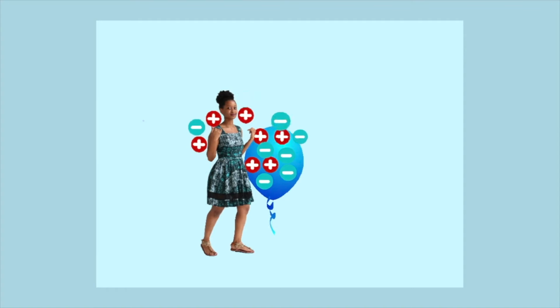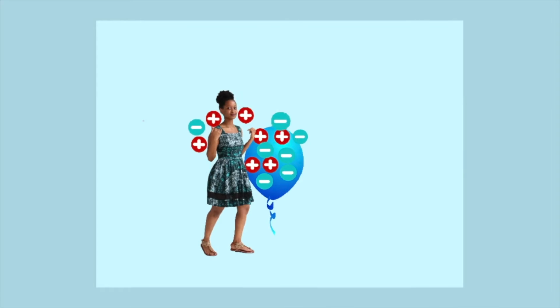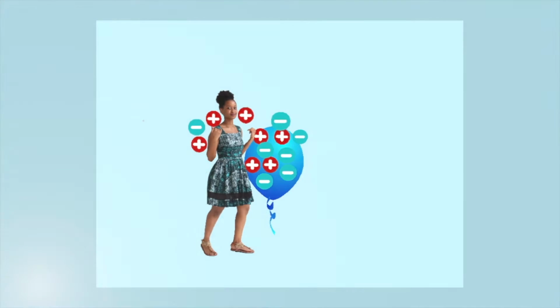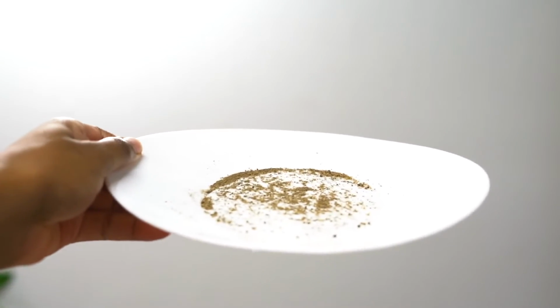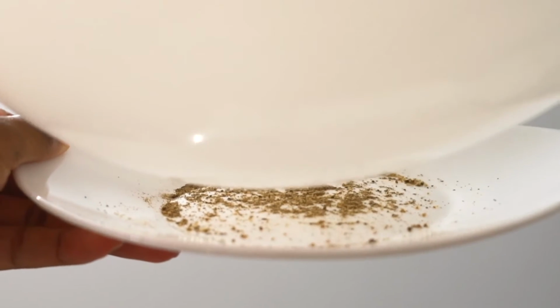It is called static electricity because that charge tends to stay in one area and it won't move to another area. Now let's see what happens when this balloon with an unbalanced charge comes into contact with other objects. To get that unbalanced charge in your balloon, you can rub it against a material like cotton or wool or even your hair. Let's start with getting a plate and putting some black pepper on that plate, and we're going to bring that balloon with an unbalanced charge close enough to our black pepper.